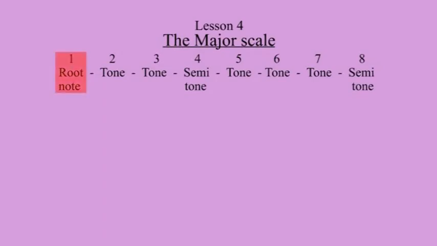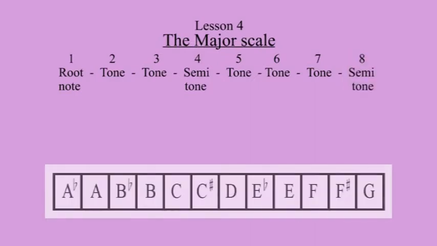Root note number 1, tone number 2, tone number 3, semitone number 4, tone number 5, tone number 6, tone number 7, semitone number 8. Here we have the musical alphabet.